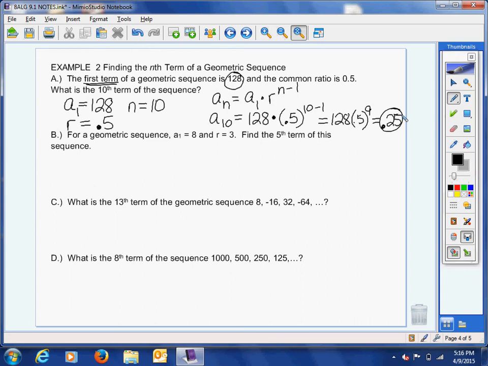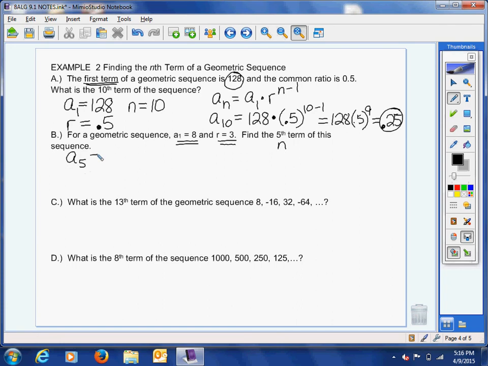Now this time they changed their wording. Notice it says for a geometric sequence, a sub 1 is 8. Instead of saying the first term, they identified it as a sub 1. Perfect. A sub 1 is 8. And R is 3. Well, we know R is the common ratio. Find the 5th term. There's your N. Find the 5th term in the sequence. So, yeah, I could write it out. I could sit there and go, 8 is my first term, and then literally multiply each term by 3 until I got to the 5th term. I could do that. Or I could just put it in the formula.